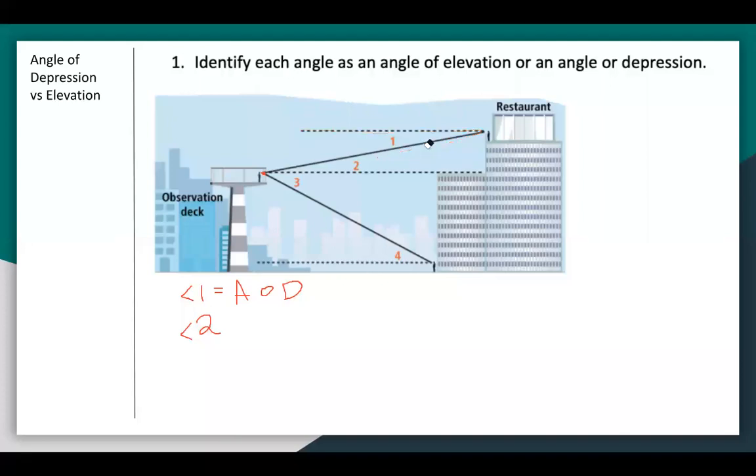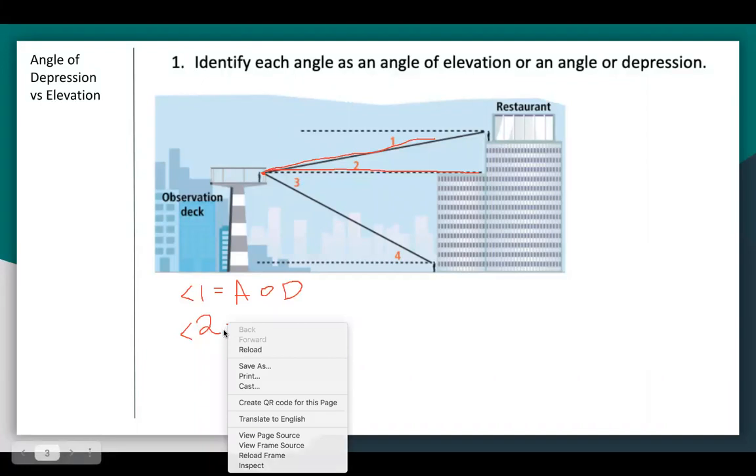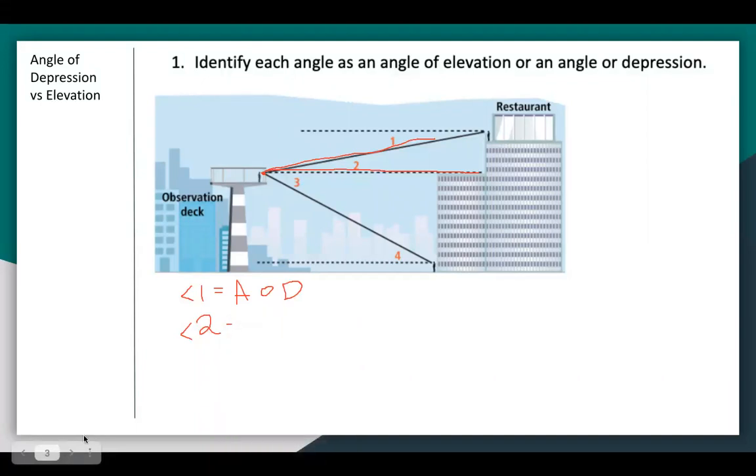Whereas vice versa, angle 2 is looking at it in retrospect, from the person on the observation deck with this horizon line right here. And the person on the observation deck is looking up at the person at the restaurant. This angle is above the horizon line, which must mean this is an angle of elevation.